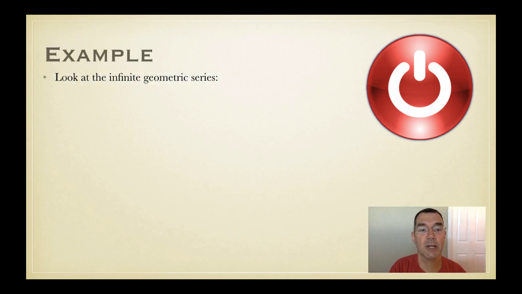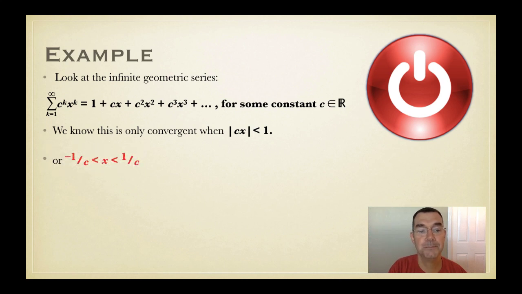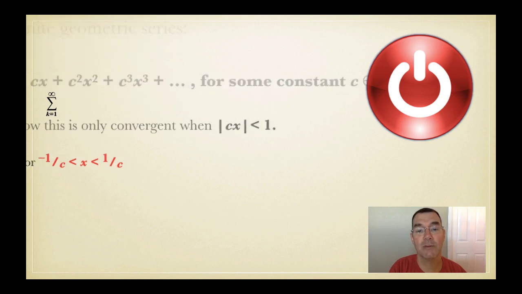All right, so let's look at an example. Look at the infinite geometric series 1 plus cx plus c squared x squared plus c cubed x cubed, and so on, for some constant c. I know that this is only going to be convergent when the absolute value of c times x is less than 1, or basically when x is between negative 1 over c and positive 1 over c.